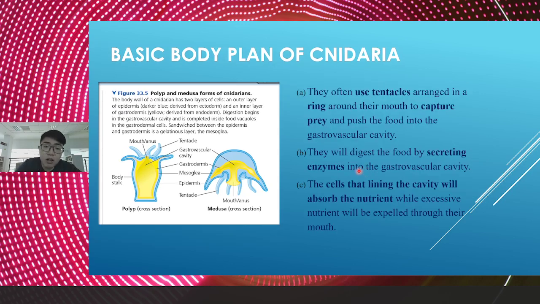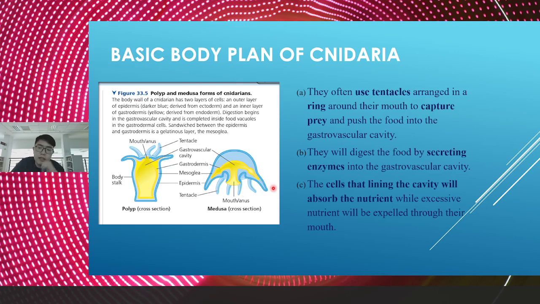Okay, next, also under body plan, they often use tentacles arranged in a ring around their mouth to capture prey and push the food into the gastrovascular cavity. So this is about the function of tentacles. Tentacles is what ni lah. Tentacle. Kalau for polyp dia akan macam ni. Yang awak tengok ini. And for medusa is ini. Yang awak tengok jellyfish punya dia macam kaki-kaki dia lah.